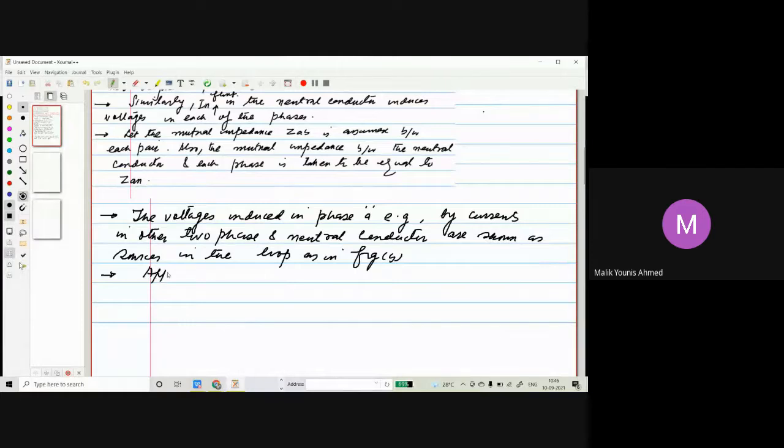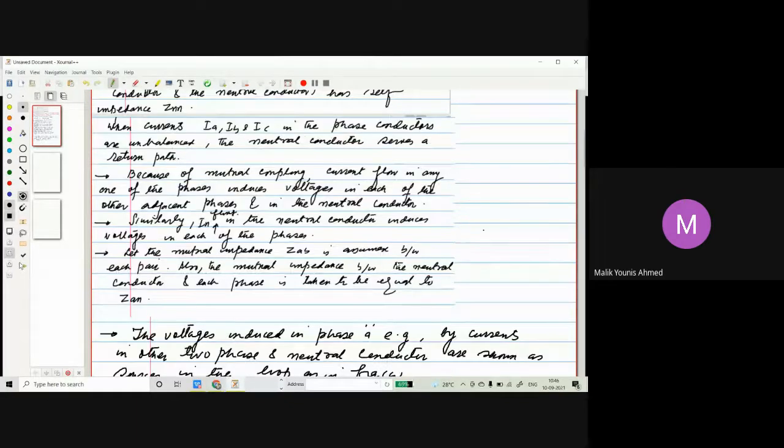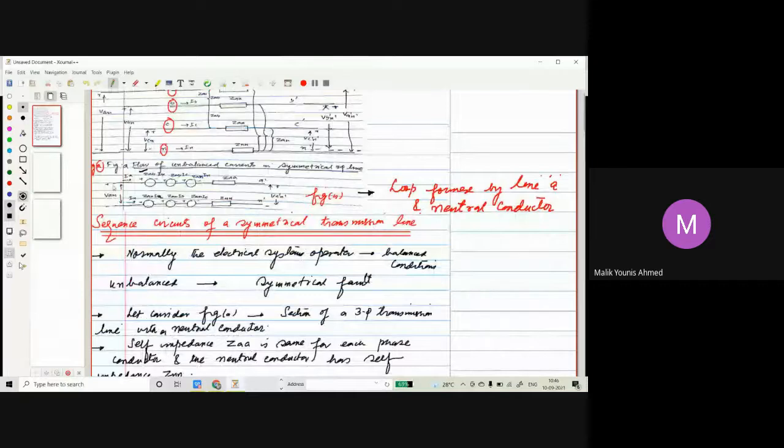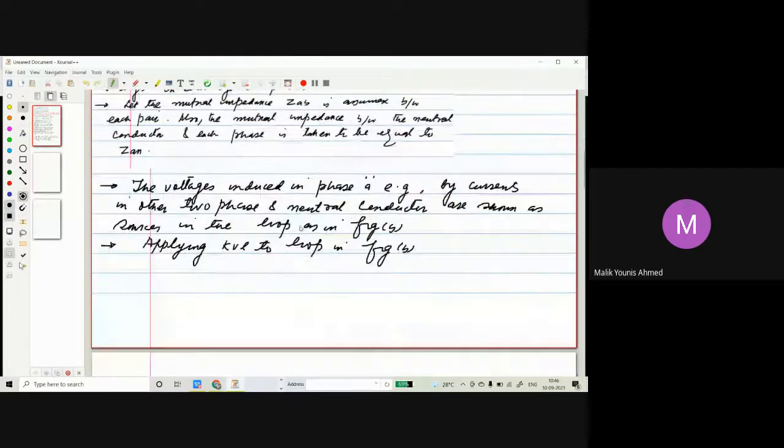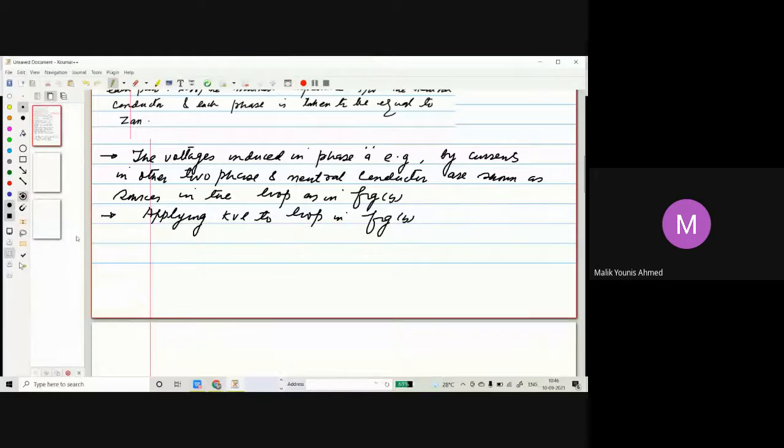Applying KVL to loop in figure B. So we'll apply a KVL. Now you can see here, very simple KVL is there. This voltage will be equal to this voltage plus this voltage plus this voltage, all this, but there will be a negative sign on this side. This will be positive, this will be negative, very clearly. So I'll be writing, I think this is not a problem.